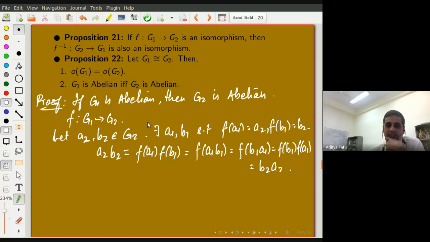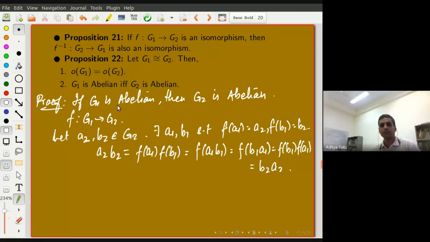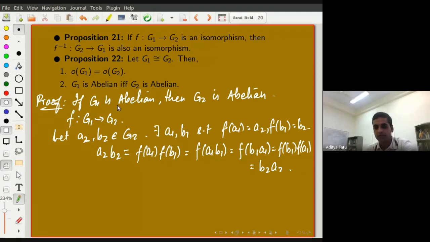Now, remember this statement is an if and only if statement. So this is the first half. But do I need to prove the second half? No, because the inverse function is also an isomorphism. Great. Proposition 21 helps us reduce our workload by half. So what more? G1 is abelian, G2 is also abelian. If G2 is abelian, G1 is also abelian.